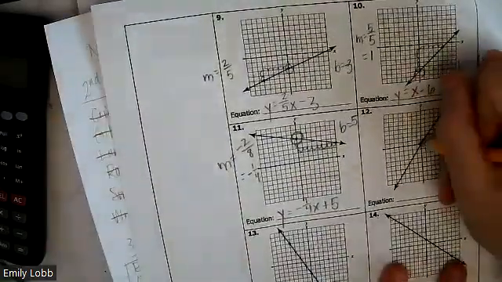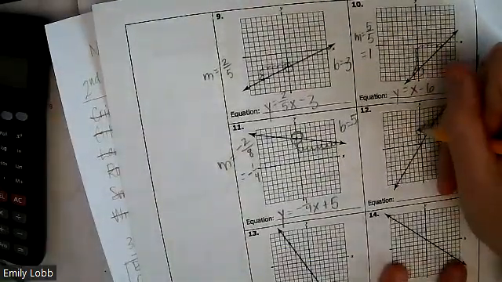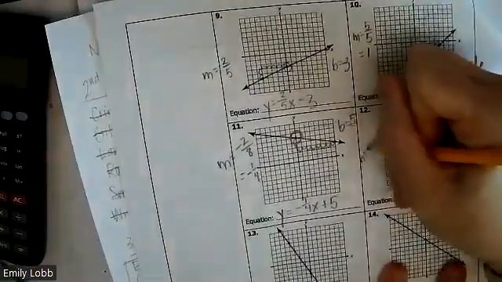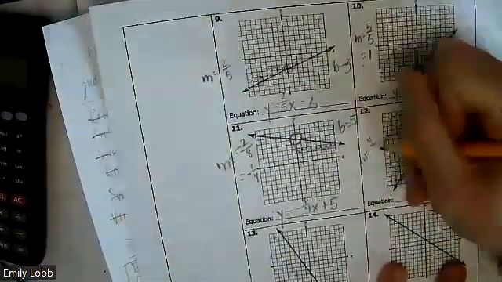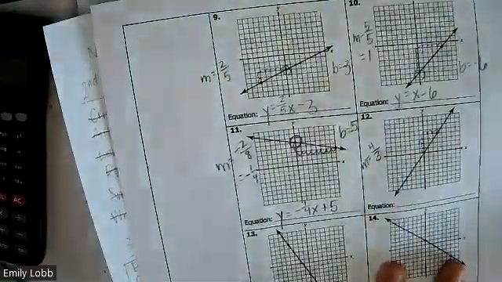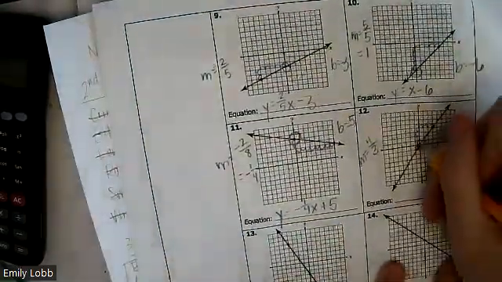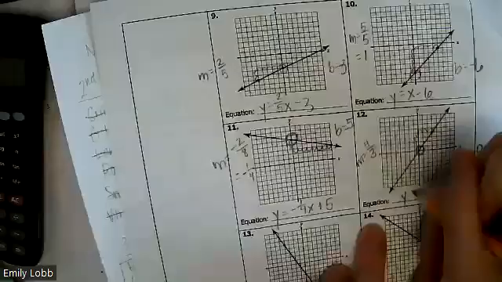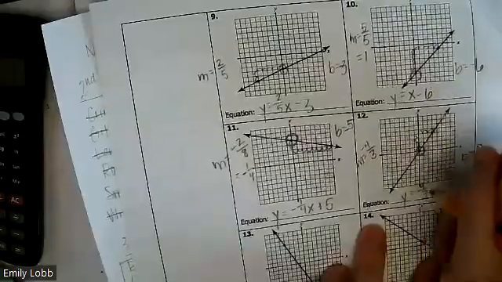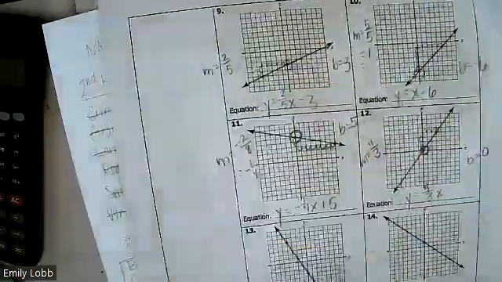Same thing here, we're going to go up 1, 2, 3, 4. So m equals 4 over 1, 2, 3. That can't be simplified. And our y-intercept is this 0, the origin. So we really just have y equals 4/3 x. That's it.